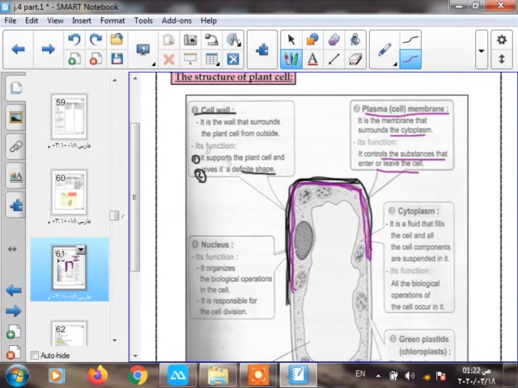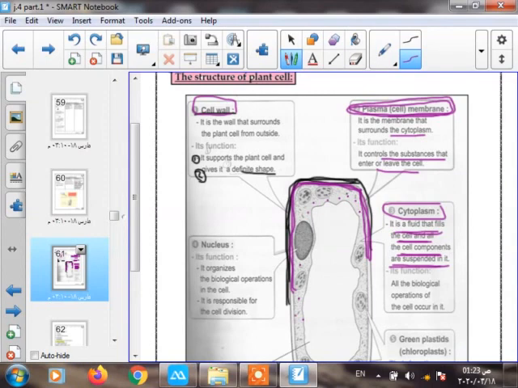So again, we have the cell wall and the plasma membrane for the plant cell. Then we have the liquid or fluid inside, which is called cytoplasm. What is the cytoplasm? It's a fluid that fills the cell, and all the components of the cell are suspended in it.